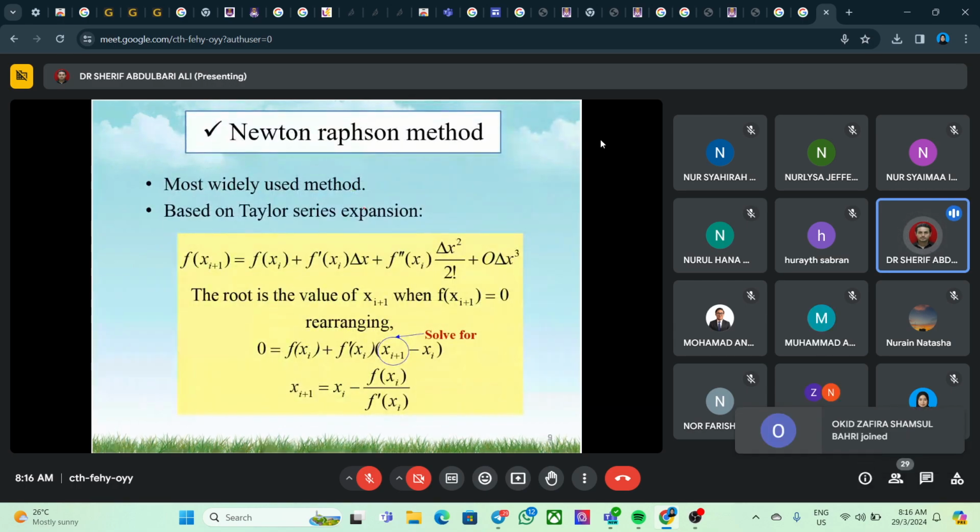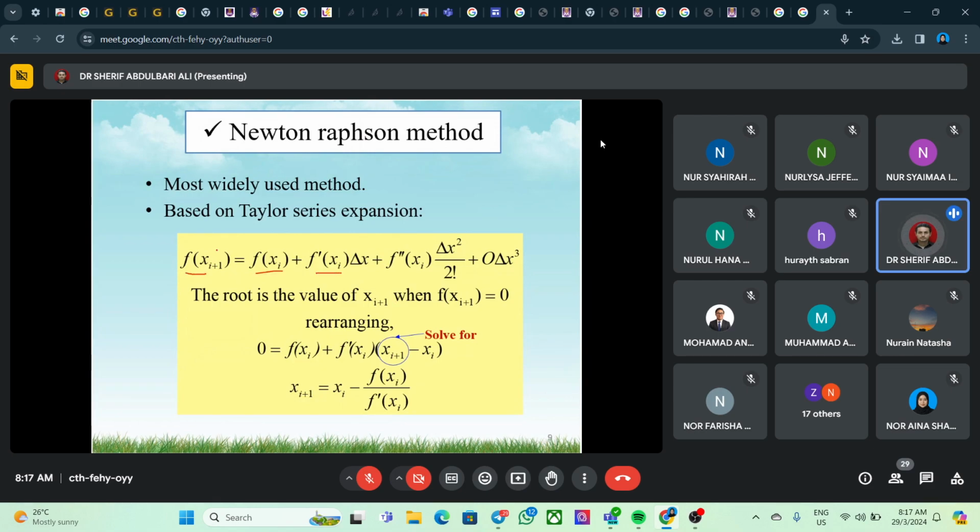So the next method for today is the Newton-Raphson method. This is the most widely used method. It's more efficient than the fixed point, and it's faster. It's based on the Taylor series expansion. If you all remember, in the Taylor series expansion, the more terms that you are adding to the calculation, the more accurate a result you are going to get. So this is the Taylor series, if you remember that.